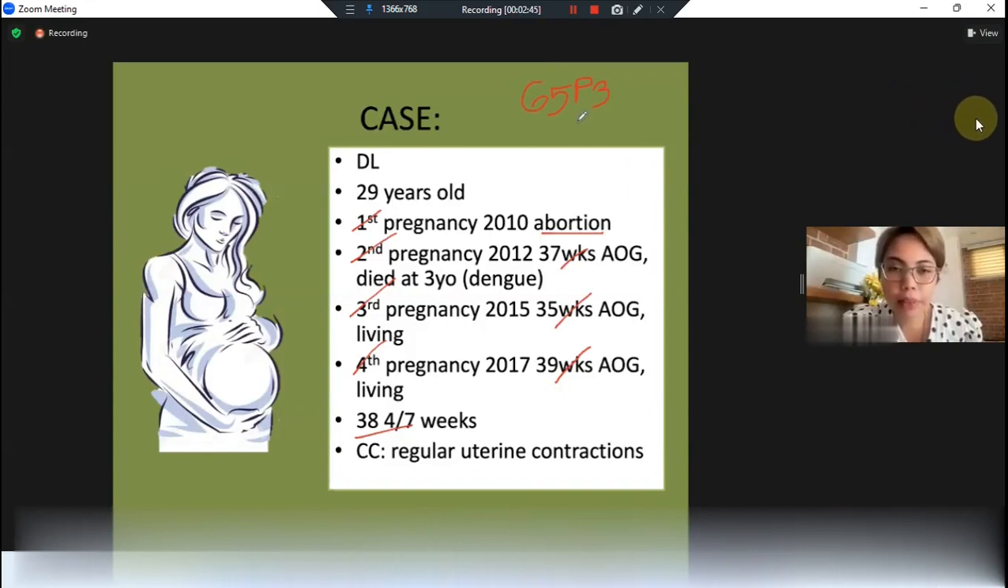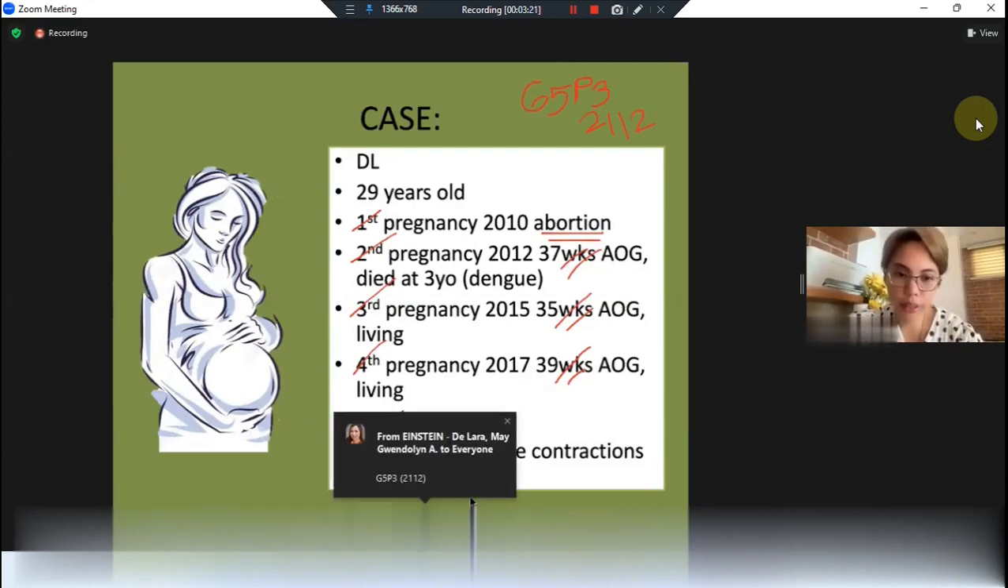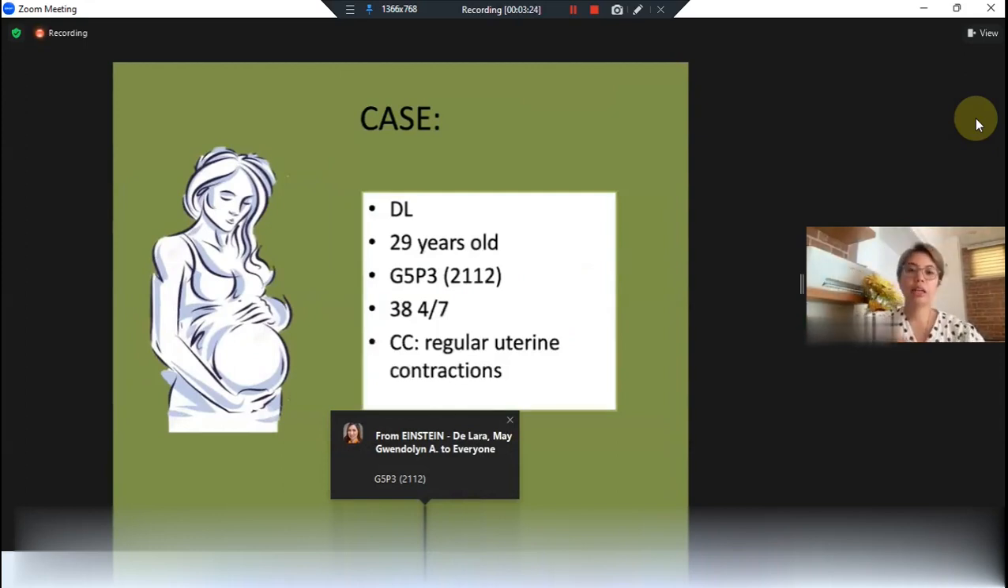Now, how many term? TPAL. Term: 1, 2. So 2. P, preterm: we have 1. Also 1 abortion. And how many are living? Even though the second pregnancy was born alive, during history taking, the baby died at 3 years old because of dengue. So there are only 2 living. So the answer should be gravida 5, para 3, 2, 1, 1, 2.